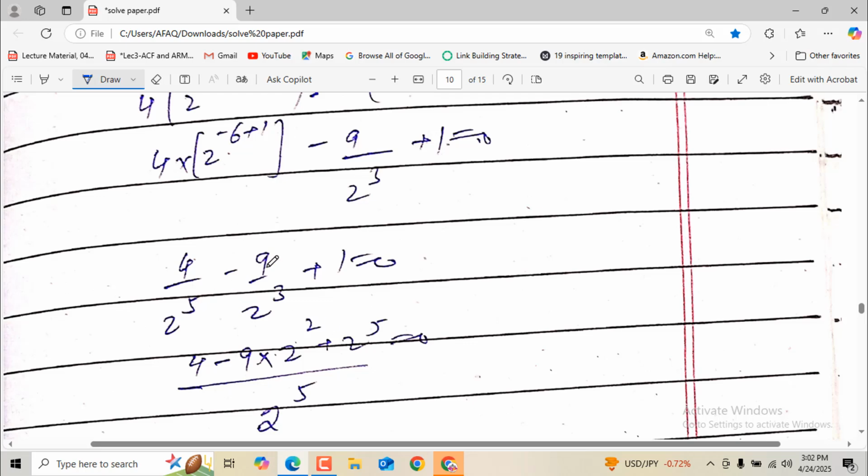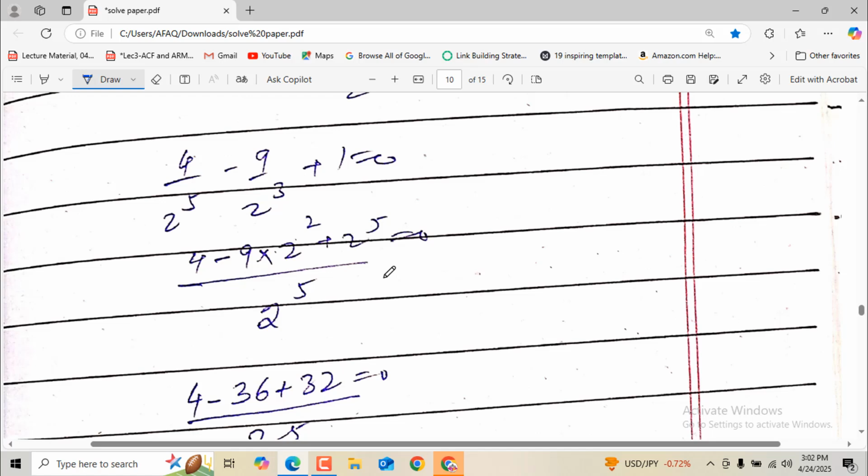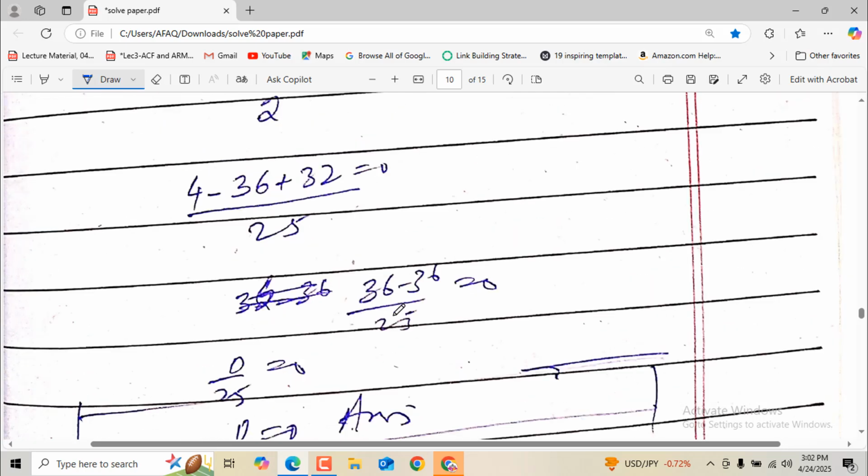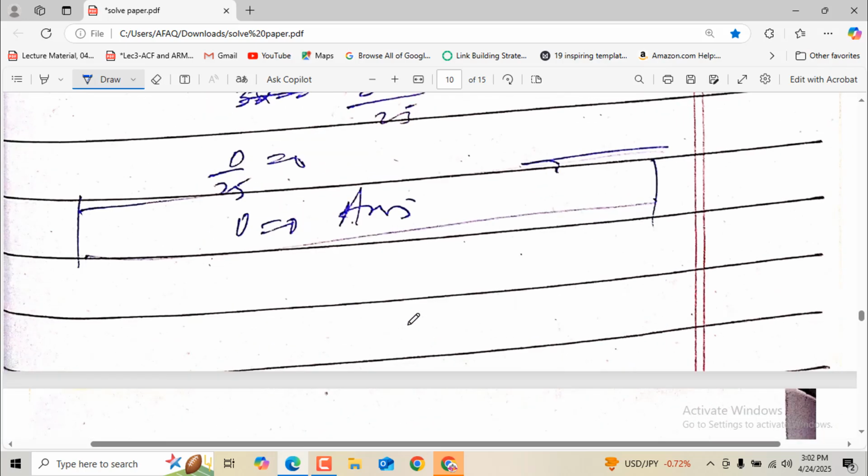4 by 2 raised to power 5 minus 9 by 2 raised to power 3 plus 1 is equal to 0. Taking the LCM, 2 raised to power 5, we get 4 minus 9 times 2 raised to power 2 plus 2 raised to power 5 is equal to 0. 4 minus 36 plus 32 divided by 2 raised to power 5, that is 36 minus 36 divided by 32, is equal to 0. 0 divided by 32 is equal to 0.